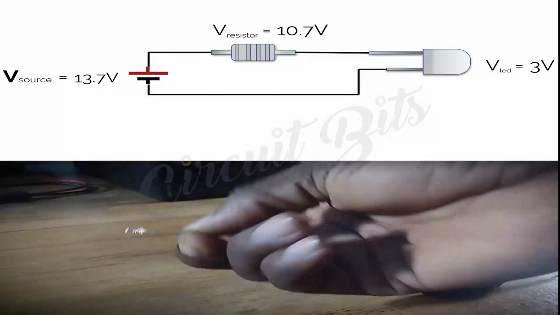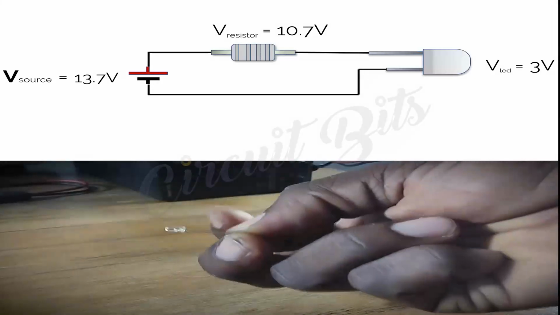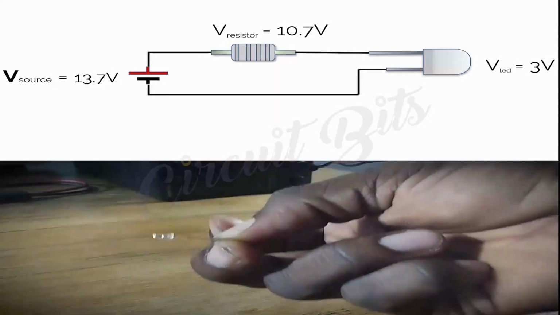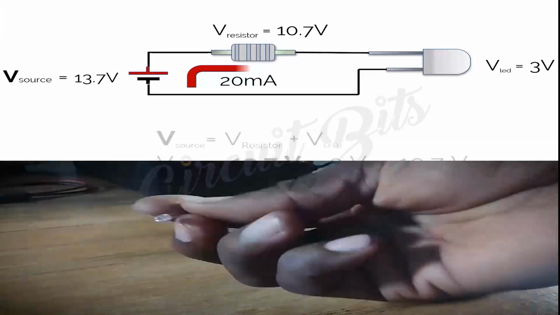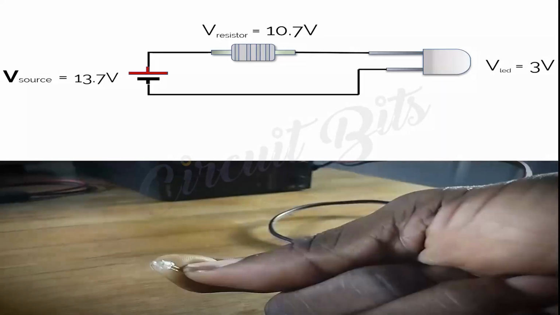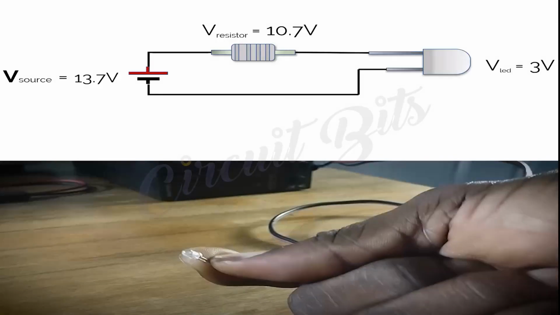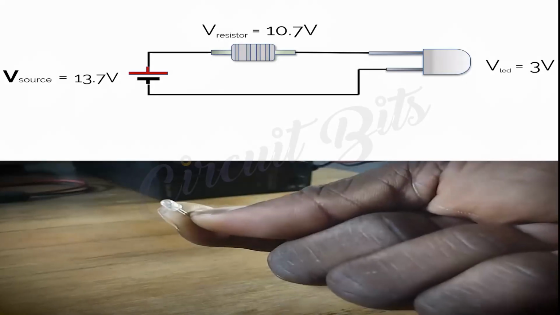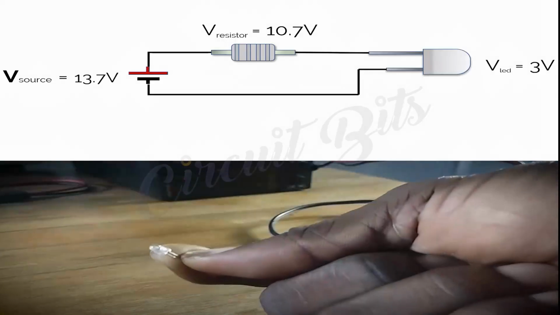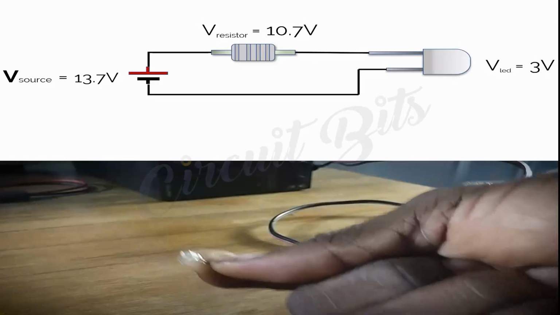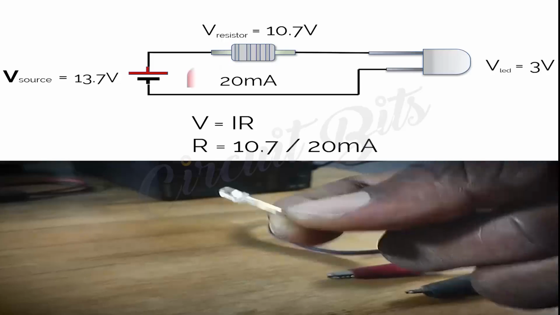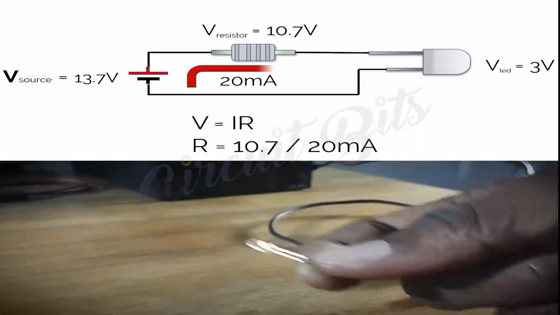For this LED, from the manufacturer, I found that the maximum current allowed to flow through it is 30 milliamps. So I'm going to be passing only 20 milliamps through it. Because the resistor is in series with it, we would have 20 milliamps through the resistor too. If we have the voltage across the resistor at approximately 10.7 volts and the current through it at 20 milliamps, then we can find the value of our resistor by dividing 10.7 by 20 milliamps. If we do that, we get 535 ohms.